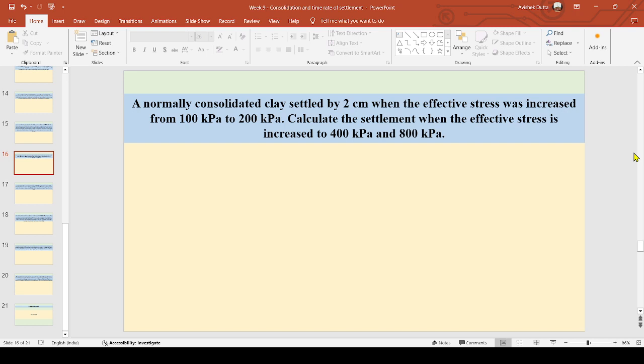Now, to find out the settlement of this clay layer in two cases. First case, when the effective stress is increased to 400 kilopascal, and in second case, when the effective stress is increased to 800 kilopascal, and it is increased from the initial condition, that is 100 kilopascal. So when the effective stress is 400 kilopascal, what will be the settlement? And when the effective stress is 800 kilopascal, what will be the settlement of this clay layer which has settled by 2 centimeter when effective stress was increased from 100 to 200 kilopascal? Okay.